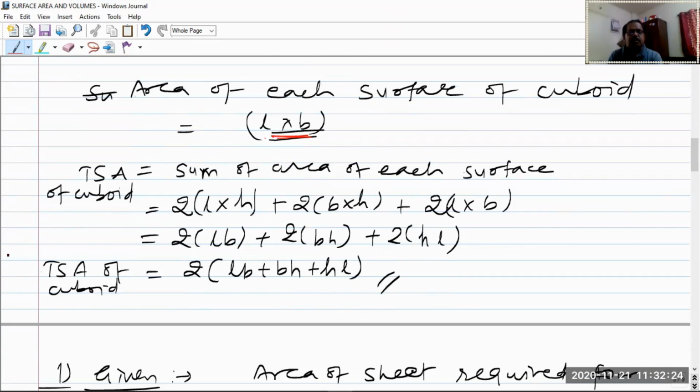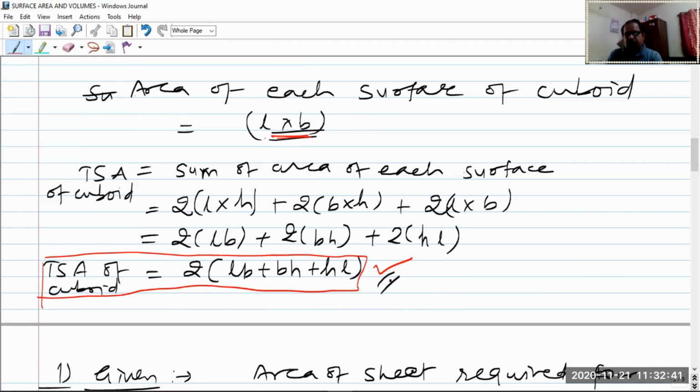So in this way, students, we have the formula to find the total surface area of a cuboid as twice LB plus BH plus HL. So that is the second formula for this chapter. So total surface area of a cuboid.